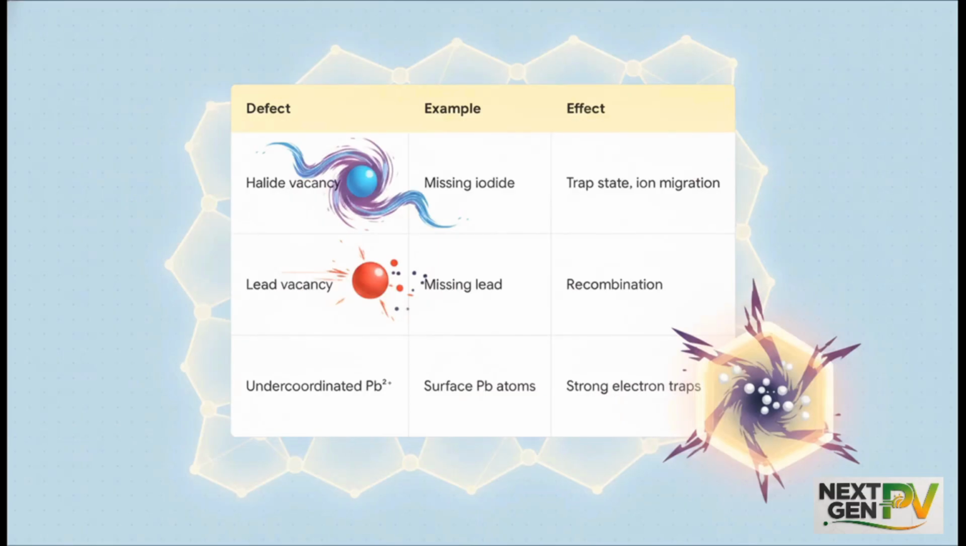Let's really get into the details here, because the specific nature of these defects is fascinating. A typical perovskite crystal consists of a very specific arrangement of ions. But during crystallization, things go wrong. A halide vacancy, for example, is literally a missing iodide ion. It creates a trap state and actually allows other ions to migrate dangerously through the material. Then we have lead vacancies, which cause rapid charge recombination. And critically, on the surface, we find undercoordinated lead-2+ atoms. Because their neighboring iodide ions are just missing, these surface atoms act as incredibly strong electron traps right within the electronic band gap of the material. They literally swallow your solar power.